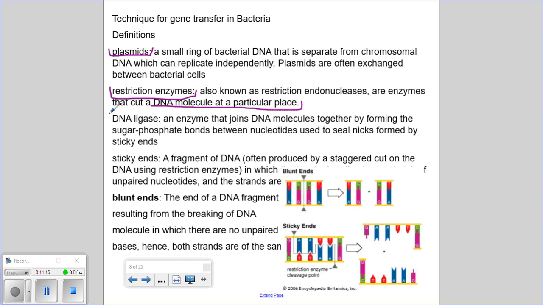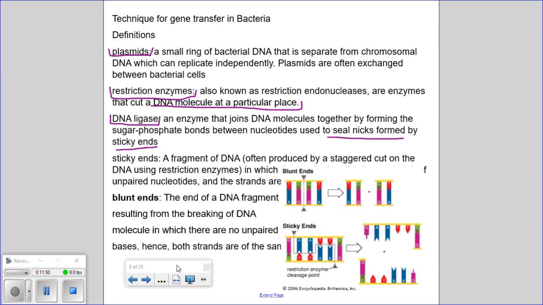Now, once that plasmid has been cut open, you need to close it back up with another enzyme called DNA ligase. And this is an enzyme that will join DNA molecules together by forming the sugar phosphate bonds between nucleotides. And it's used to seal nicks formed by what are called sticky ends, and we'll cover those in a second. So once you've inserted your DNA of interest into the plasmid, you need to close things back up, and you use a DNA ligase for that.